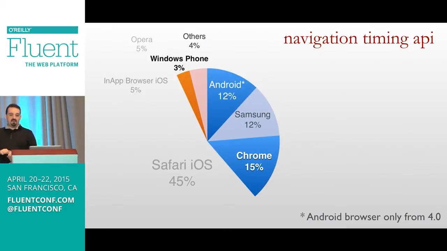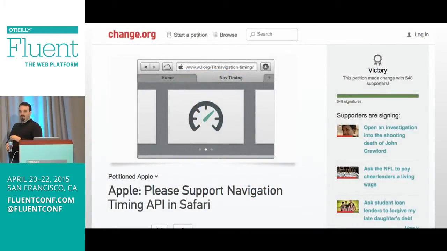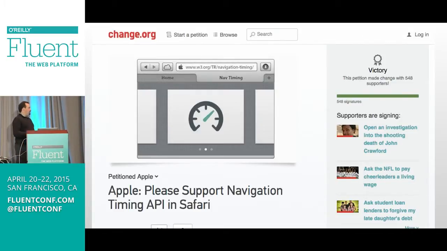In terms of compatibility, it's not so good. We have Chrome, some Samsungs, Android only from version 4, okay, and Windows Phone. They support this API. On iOS, it's not available. Because it wasn't available, we had a change.org petition. Apple, please support navigation timing API in Safari. And it seems like Apple listened to this, okay?